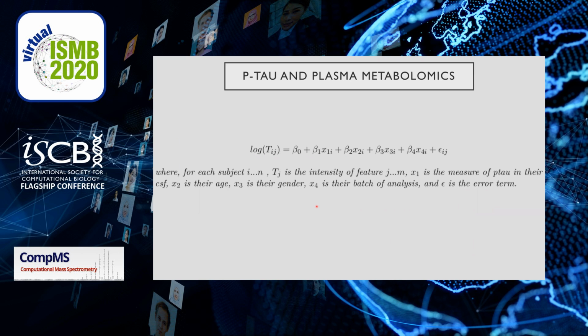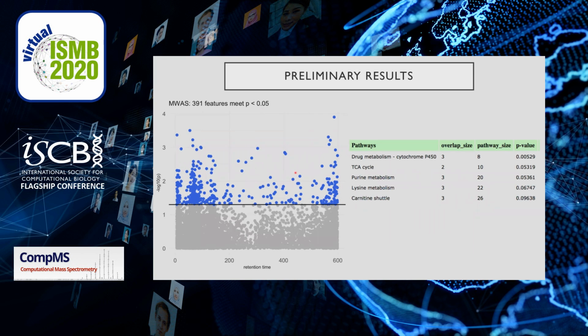We determined the association between each plasma chemical feature, the log transformed feature, and the levels of p-tau in the CSF that's represented by X1 here. We were therefore interested in the beta-1 coefficient that told us about the association between this feature and the CSF p-tau levels. This Manhattan plot here again shows retention time on the x-axis and the negative log-10 p-value on the y-axis. We see about 391 features that met the p less than 0.05 threshold.